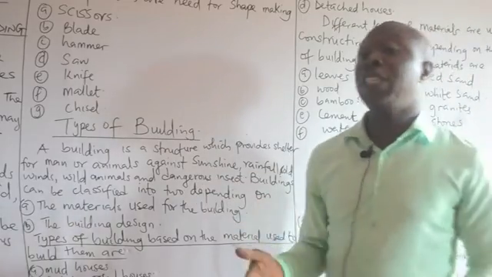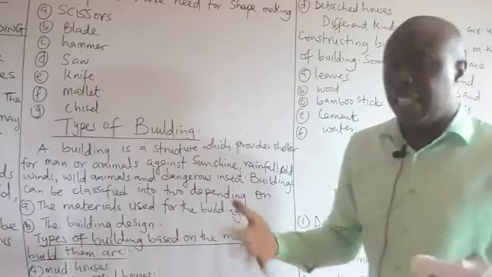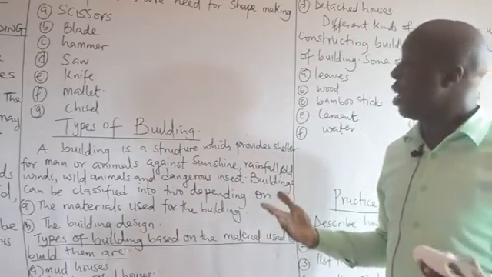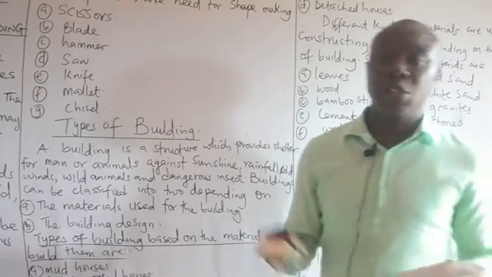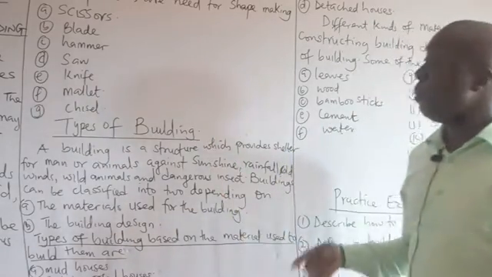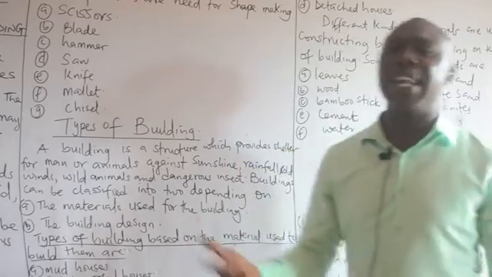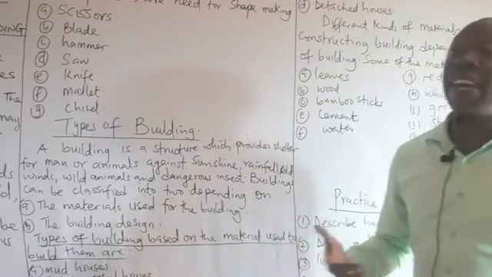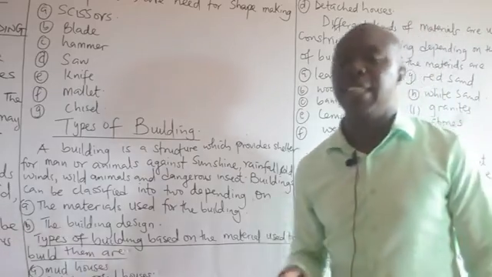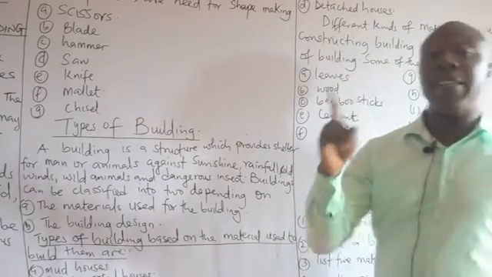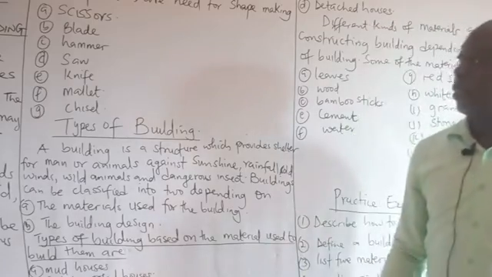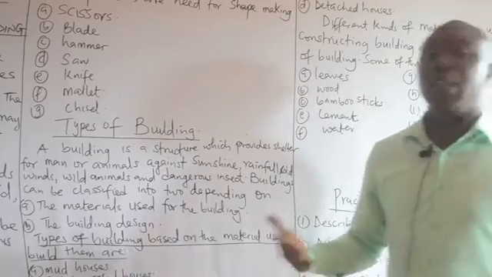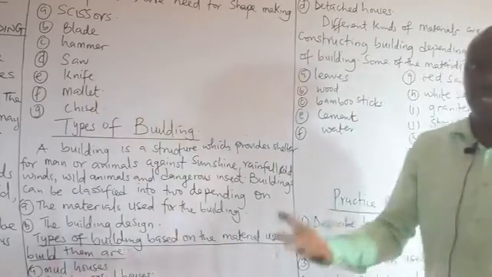When we talk about building, everybody is living in a building. And the purpose of living in a building is to protect us against sunshine, rainfall, wild animals, or dangerous insects. So building is very important, and shelter is one of the basic primary needs. When we talk about shelter, we are talking about building, where a person lives.